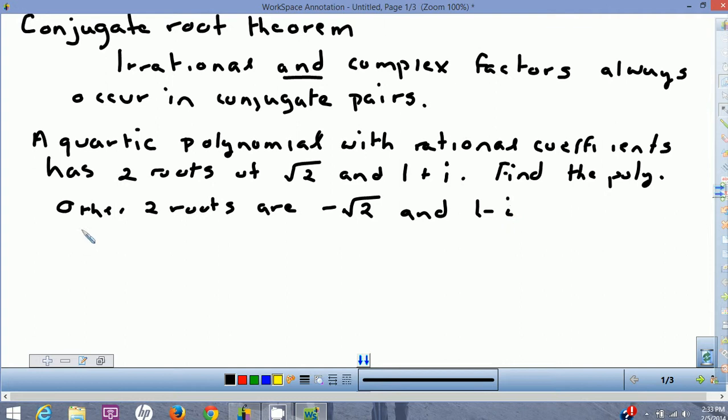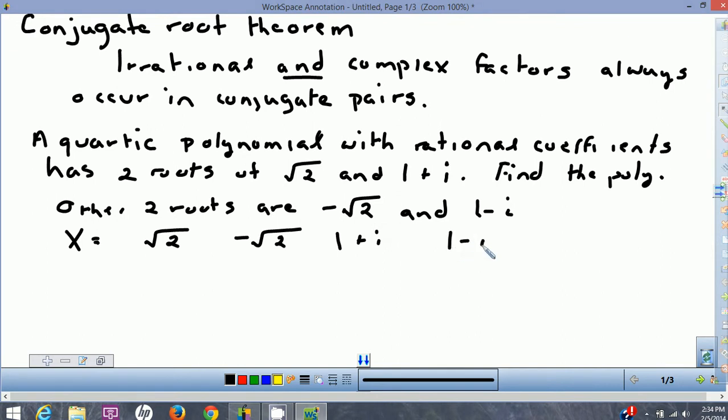Well, what does that mean? That means I have zeros of x equals the square root of 2, x equals negative the square root of 2, x equals 1 plus i, and x equals 1 minus i. Well, those zeros of the function give me the factors of my polynomial. If square root of 2 is a 0 of my function, one of the factors is x minus the square root of 2. And if negative square root of 2 is a 0 of my function, my factor is x plus the square root of 2. I'm just moving it back to the other side of the equal sign.